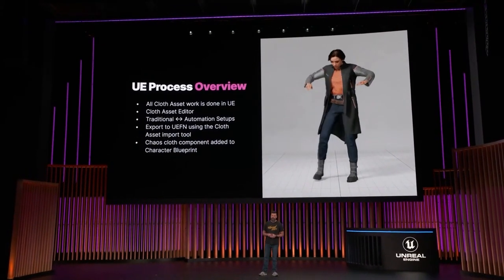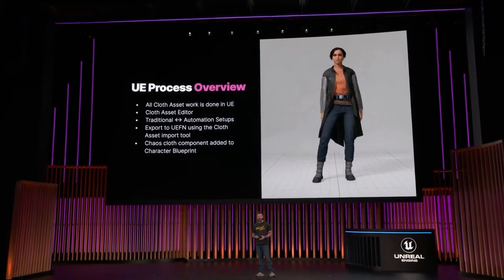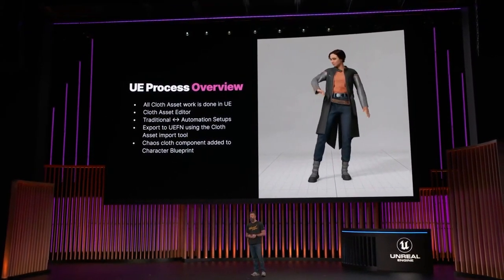At any point in time, the cloth asset can then be used in Unreal, or it can be migrated to be used in your UEFN project. In order to get your cloth onto your character, you simply add a chaos cloth component to your character's blueprint and choose the corresponding cloth asset you want to use.